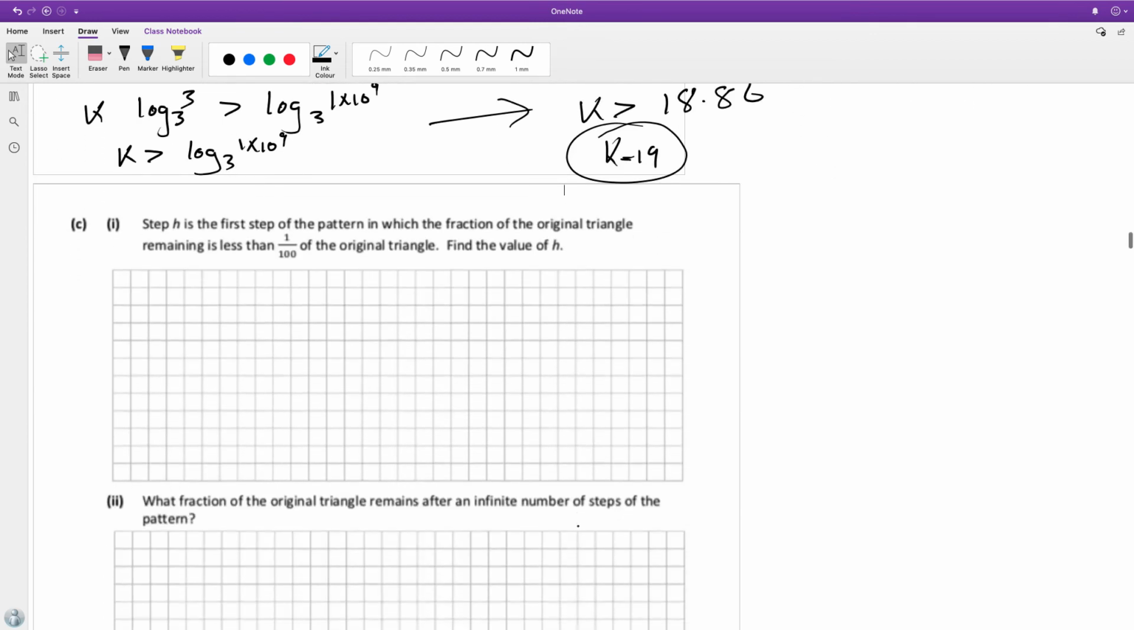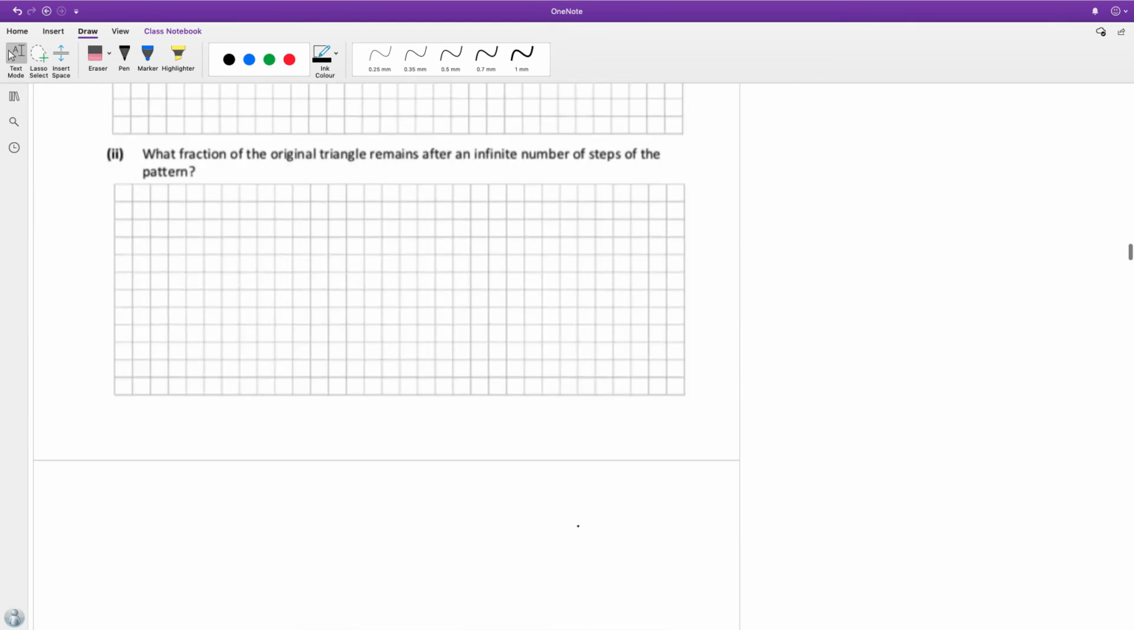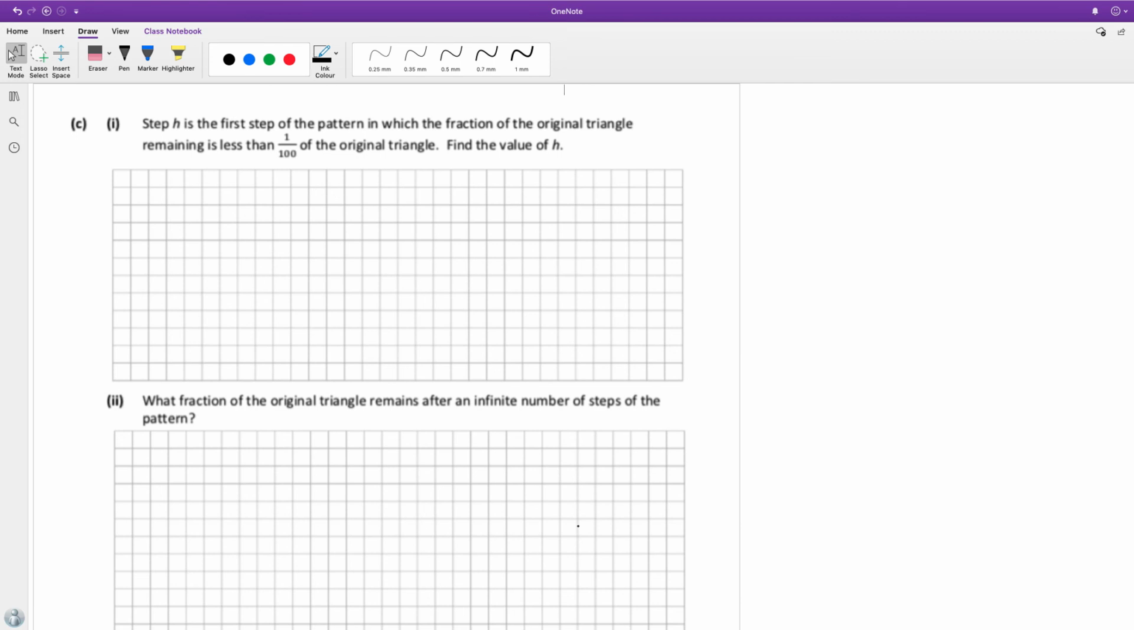Right, part C. As I say, we'll finish with this question and we'll jump into something else for the last 15 minutes. So, 20 minutes left. Step h is the first step of the pattern in which the fraction of the original triangle remaining is less than 1 over 100 of the original triangle. Find h. Right, what are we going to do here?